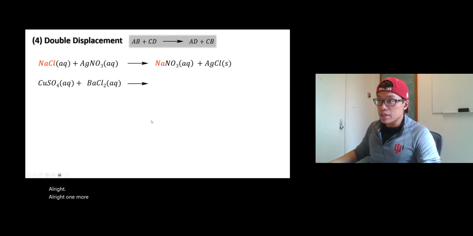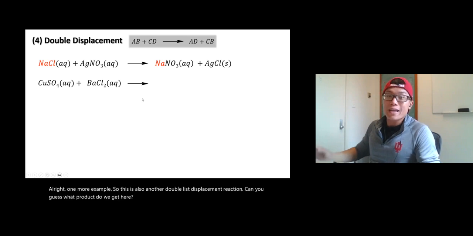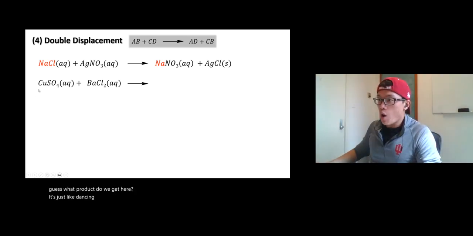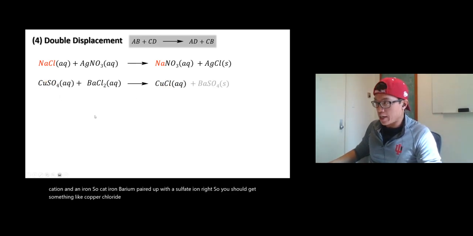So this is also another double displacement reaction. Can you guess what product we get here? Well, just like dancing, you switch partners, right? Just swap. Copper pairs up with chlorine. So cation and anion: the cation barium pairs up with the sulfate ion. So you should get something like copper chloride and then barium sulfate.